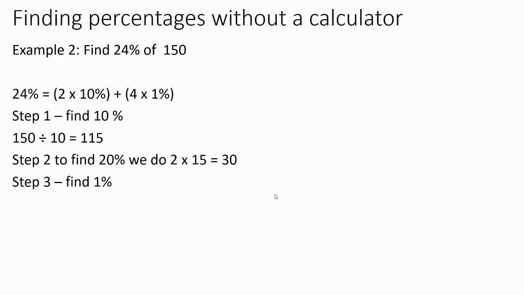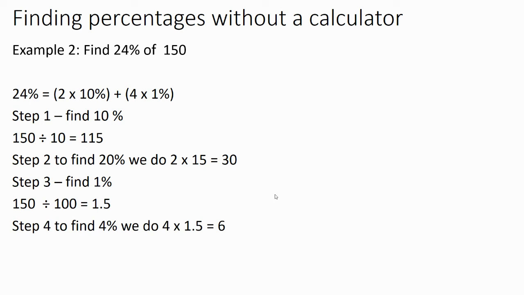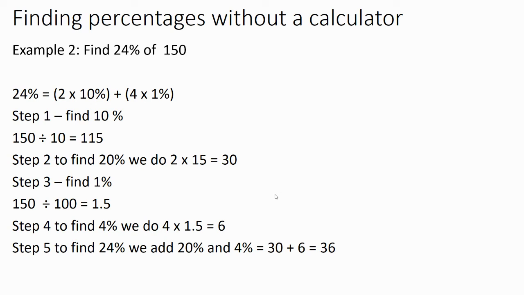Now let's find the remaining 4%. So we'd find 1% first by dividing by 100. 150 divided by 100 is 1.5. And then we times that 1.5 by 4 to get our 4%, which is 6. Our final step is adding our 20% to our 4%. 30 plus 6 is 36. Now we can just use 1% and 10% to find the percentage of any number.